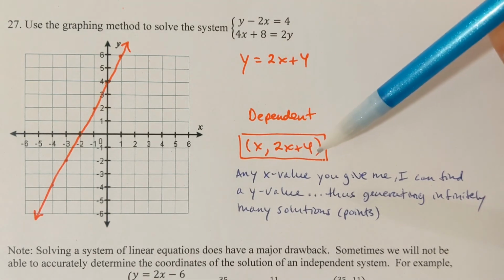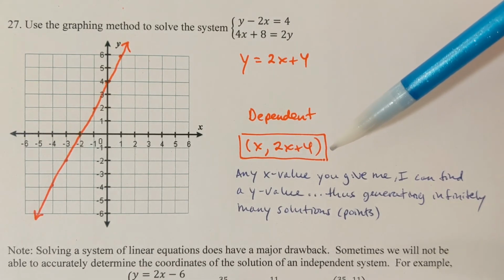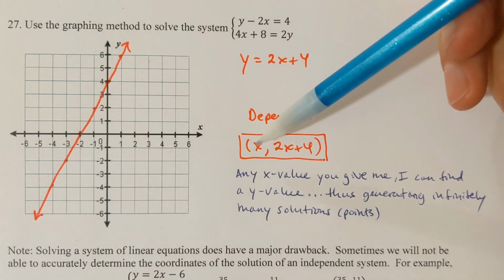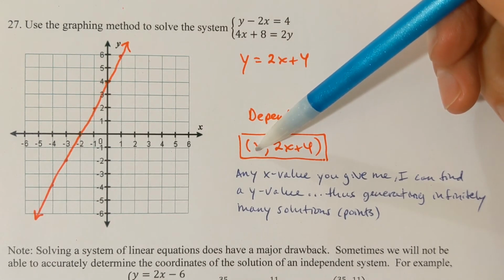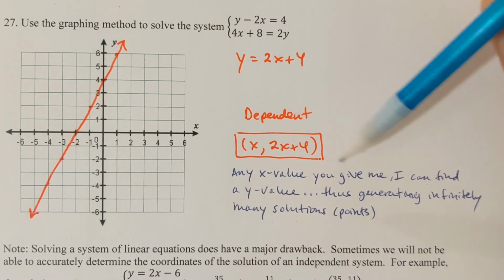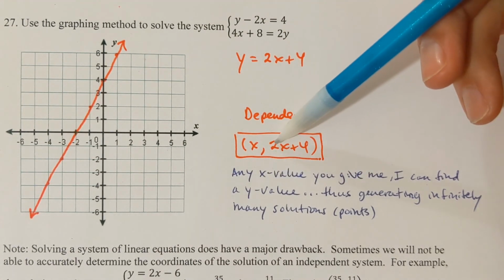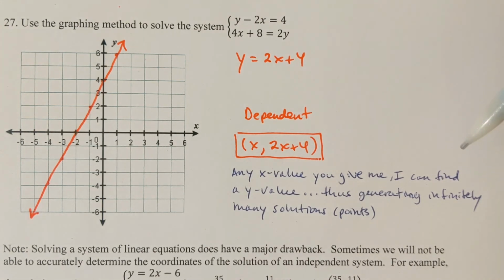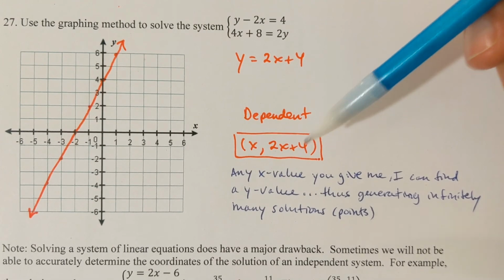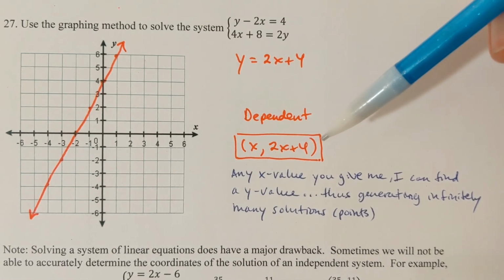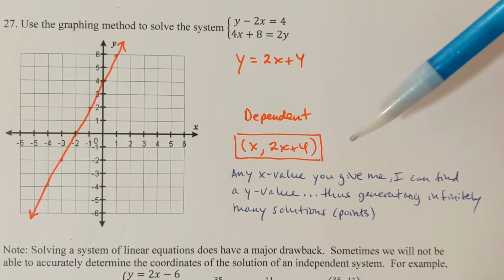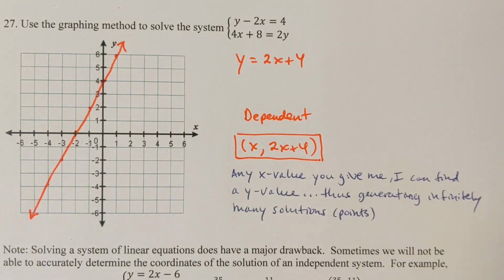Now what I'm saying here is basically one way to describe to somebody that there's infinitely many solutions to this system. You can give me any number for x that you want, okay? Whatever number you tell me, I can always find a y value by taking 2 times that number and then adding 4. So I'll be able to generate infinitely many points on these lines, therefore creating infinitely many solutions to the system. Okay, that'd be a dependent system.